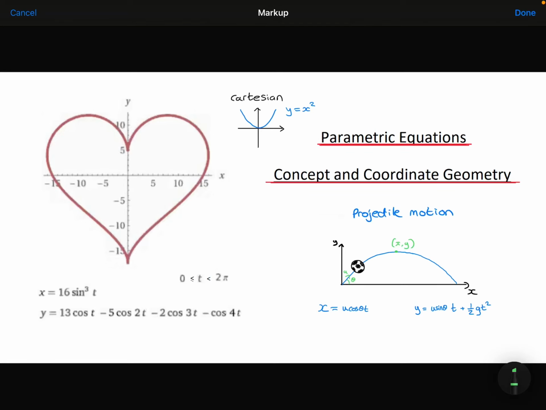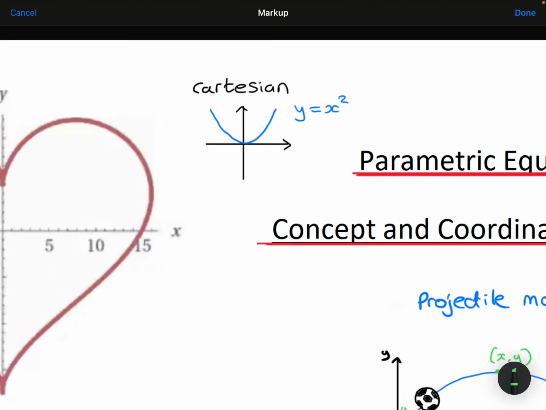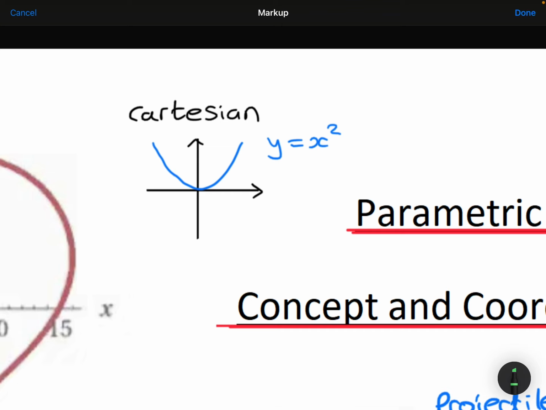This video is an introduction to parametric equations, the concept and their coordinate geometry. Most of the time in your maths careers so far, you've been dealing with Cartesian equations. And what I mean by that is the y is directly related to the x.